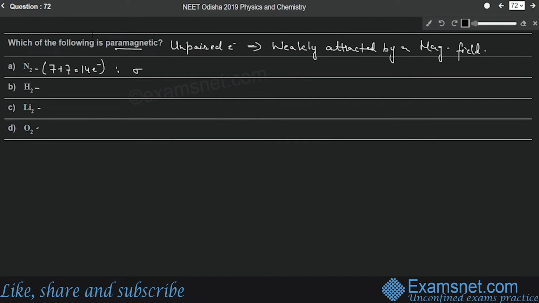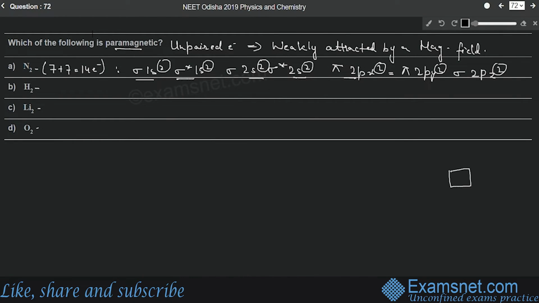It will be sigma 1s2, then sigma star 1s2. Star means anti-bonding molecular orbital, right? Then sigma 2s2, then sigma star 2s2, then pi 2px2, then pi 2py2, and then we have sigma 2pz2. So 2 plus 2 is 4, then 6, 8, 10, 12 and 14 electrons completed. So we can see that each molecular orbital has 2 electrons in it. That means all the electrons are paired. This is one molecular orbital and 2 electrons in the same molecular orbital means both will be paired. So there are no unpaired electrons in nitrogen. Let's write it down here: nitrogen has no unpaired electrons.